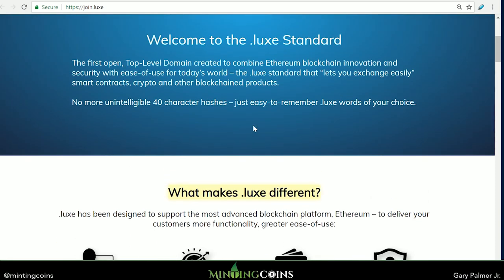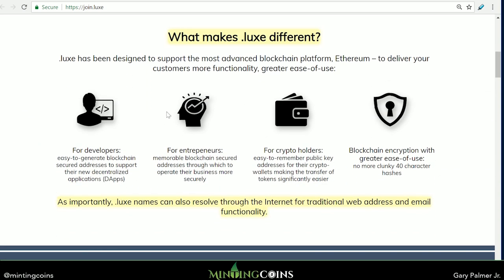So what makes the .luxe different? So this is going to be used for developers, for entrepreneurs, for crypto holders, and for blockchain encryption. So right now, Ethereum has this blockchain system for developers to create secure blockchain addresses to support their decentralized applications. Entrepreneurs already have the ENS system where they can purchase the decentralized names. Crypto holders are already in the game holding crypto with their Ethereum wallets, and blockchain itself is using blockchain encryption. So the only thing that makes the .luxe different is that the LUXE names can resolve through the traditional web addresses and traditional email functionality.